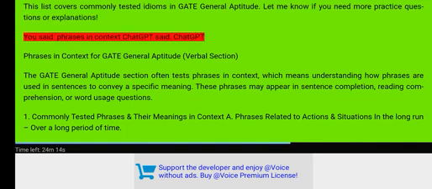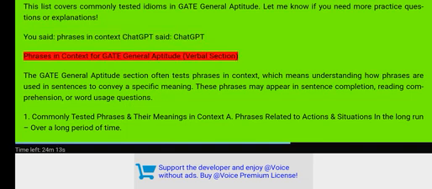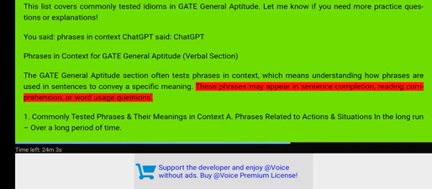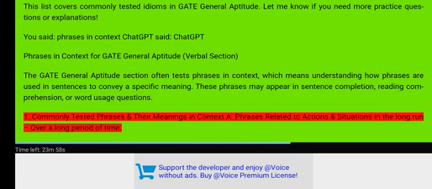You said, phrases in context. ChatGPT said, phrases in context for Gate general aptitude verbal section. The Gate general aptitude section often tests phrases in context, which means understanding how phrases are used in sentences to convey a specific meaning. These phrases may appear in sentence completion, reading comprehension, or word usage questions. 1. Commonly tested phrases and their meanings in context.